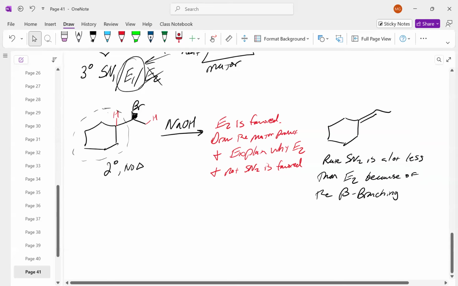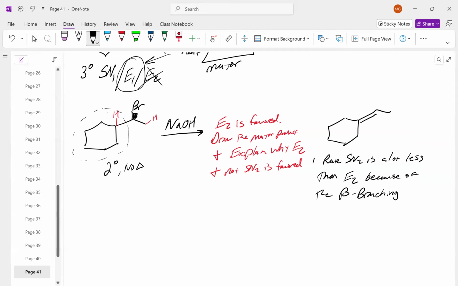So if there's a lot of steric bulk close to, but not necessarily on the carbon with the leaving group, that also slows down SN2. The other reason E2 is favored is that a tri-substituted alkene is formed. Remember in that decision between SN2 and E2, if you can make a tri or tetra substituted alkene, that's a whole lot more favored than SN2.